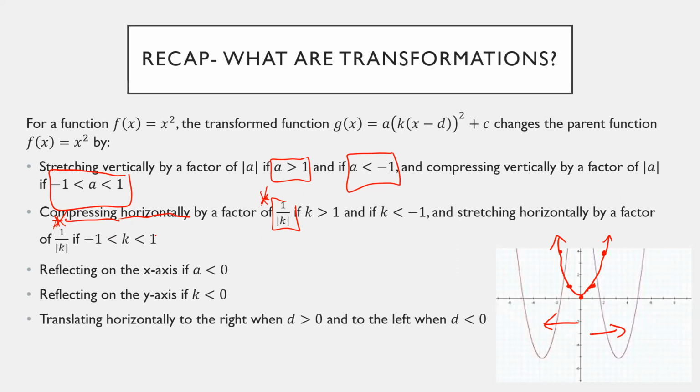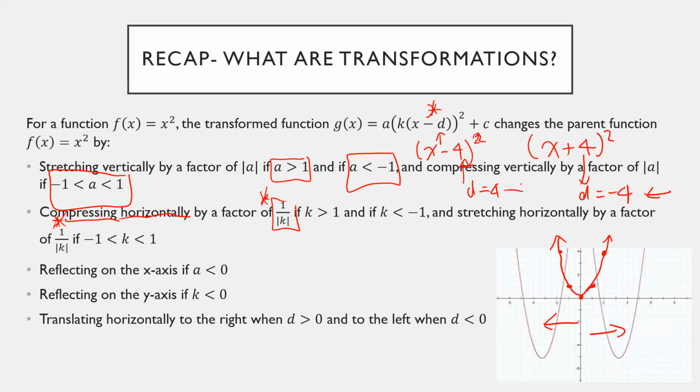And of course, we translate to the right if d is positive, and translate to the left if d is negative. And again, just be careful with this. It looks like it's positive, right? So for example, if I have something like (x minus 4) squared, it looks like I'm moving to the left, but I'm actually moving to the right because the d value here is 4. But if I have something like (x plus 4) squared, that means that the d value is actually -4, which means we move to the left.